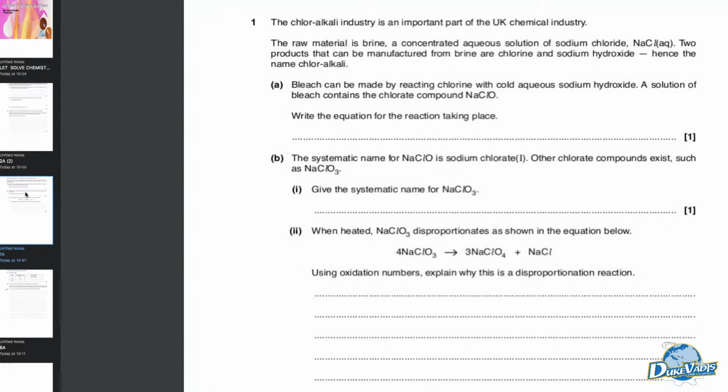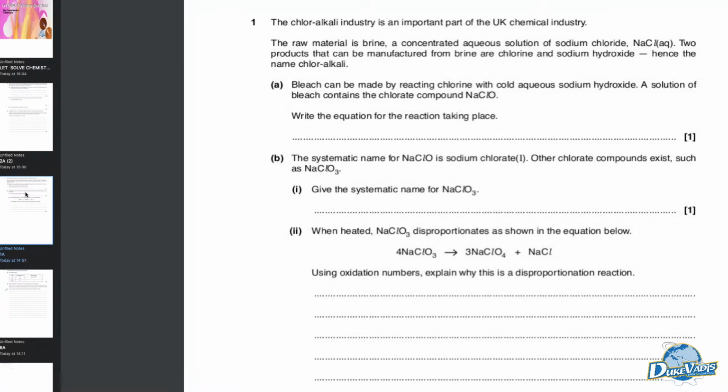A. Bleach can be made by reacting chlorine with cold aqueous sodium hydroxide. A solution of bleach contains the chlorine compound sodium chlorate(I). Write down the equation for the reaction taking place. Okay, so let's see. How do we write down such an equation?